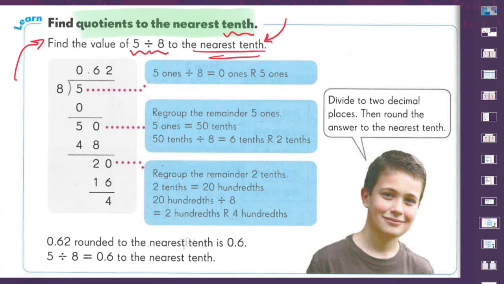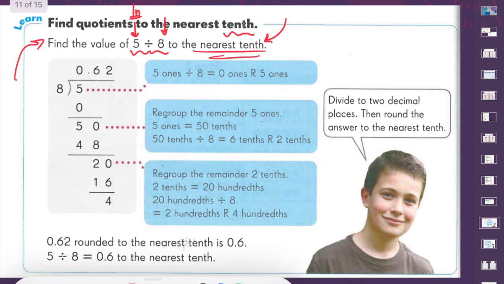Well, 5 is our dividend, remember, inside the division house, and 8 is our divisor. Remember, we wear our visor when we go outside to protect our eyes. So it's outside the division house. Okay, so 8 divided by 5.